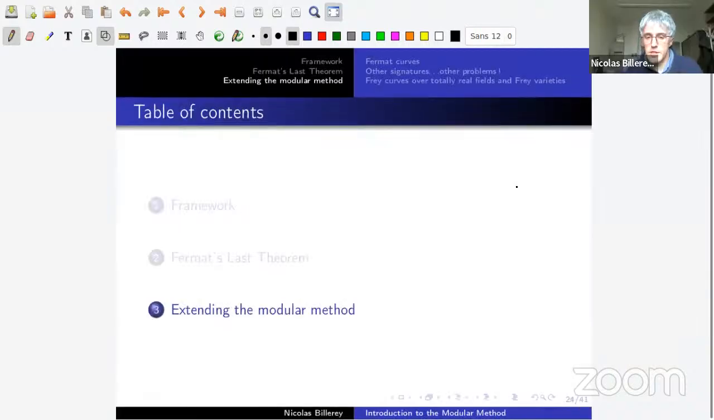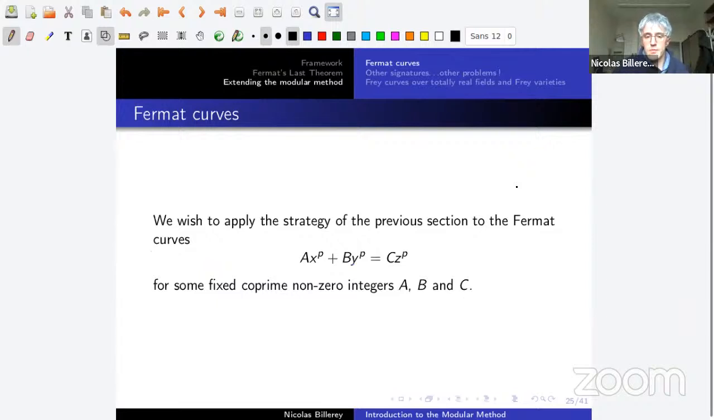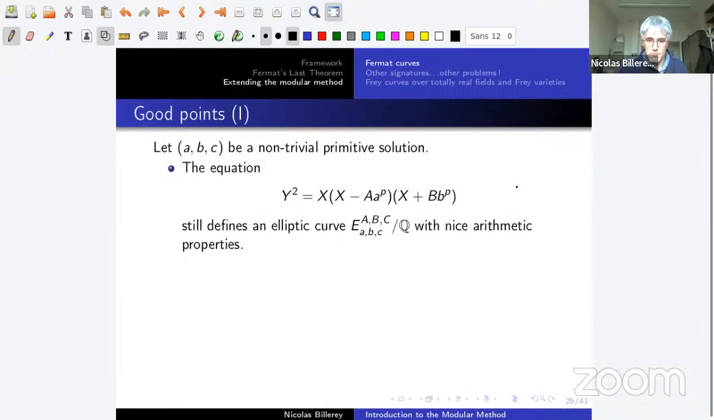So I'm going to list some of the problems we are facing when we want to generalize the modular method and look at other Fermat type equations, generalized Fermat equations. So I'm going back to the case where we have coefficients A, B, and C, but I'm keeping the signature to be (P, P, P). That's probably the most natural equation you want to generalize after Fermat's equation. So we fix coefficients A, B, C, and we look at the equation A times X to the P plus B times Y to the P equals C times Z to the P.